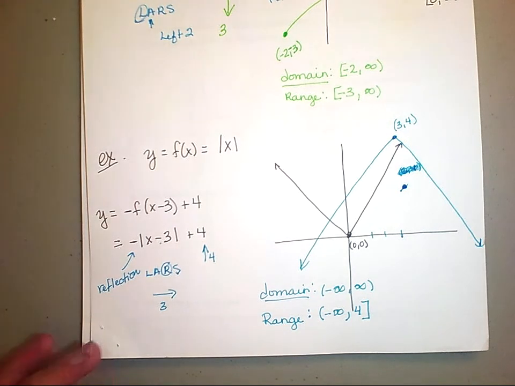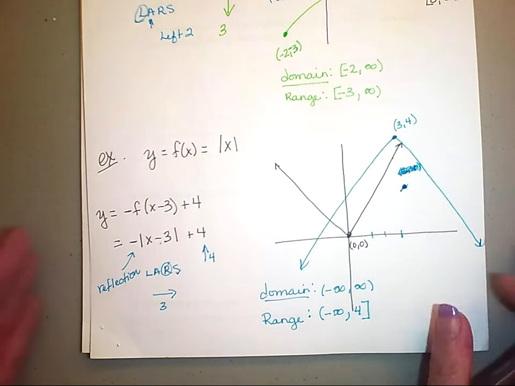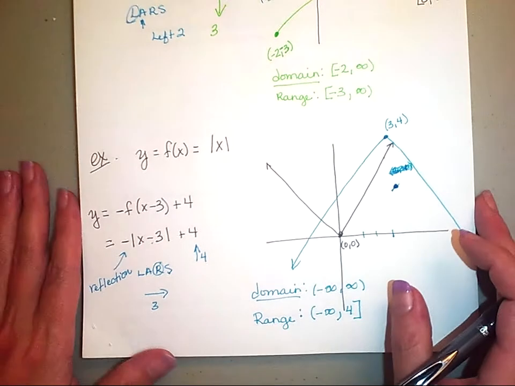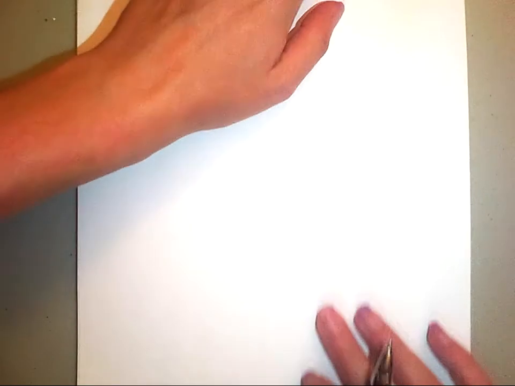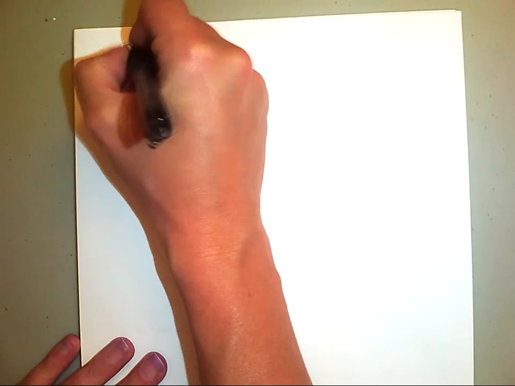So that's how you can use sketching to help you answer some very basic questions about domain and range and get a very clear idea of what's happening. Now these aren't the only types of transformations. We can also stretch or shrink functions.